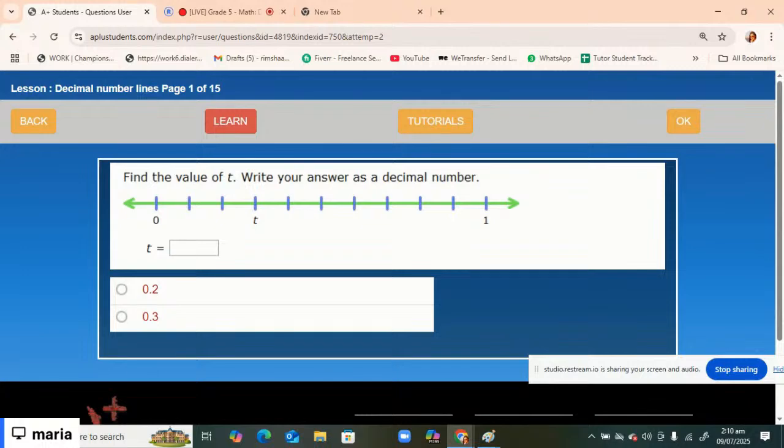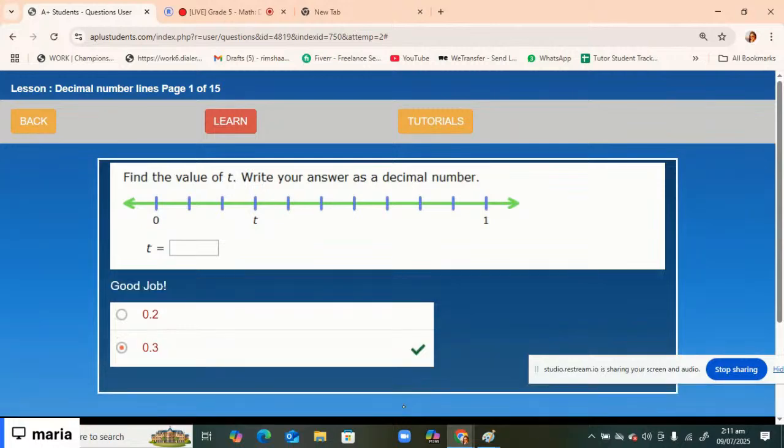So find the value. Everyone just count it and then tell me the answer of this one. This is 0.1, because that is 0. This is 0.1, 0.2, 0.3, then 0.4, 5, 6, 7, 8, 9, and that is 1. So t lies at 0.3, so we put it down as 0.3. Let's go with it, and that is the right answer.